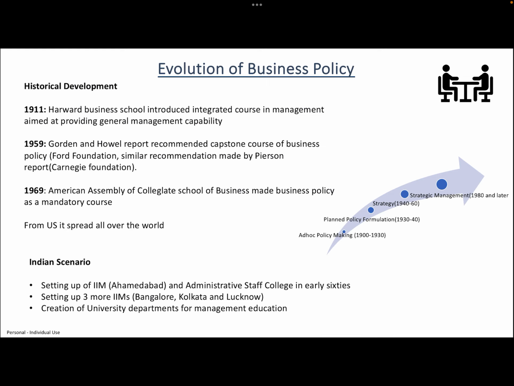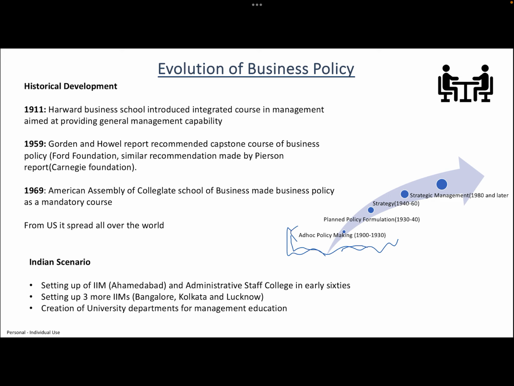So how did this business policy come into the academic field and also occupy an important or prominent place in any modern business areas? Okay, first step, it started its journey around 1900. During that time, there was no big policy making. It was all ad hoc policy. Whenever a problem came, senior management would come together and start working on it. There was no proper long-term planning in 1900 to 1930.